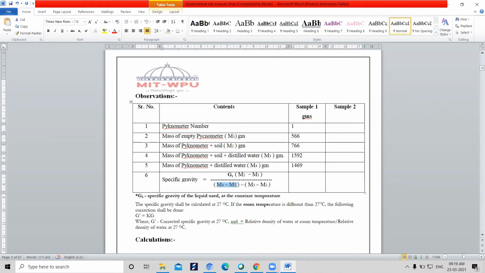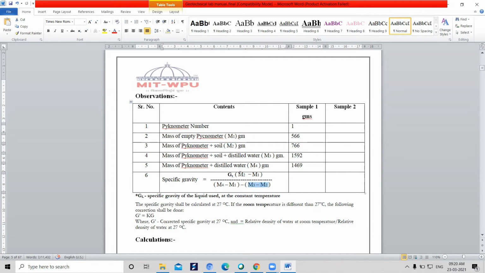What does M4 mean? M4 means the pycnometer where you have added water completely, right? Minus M1, right? M4 minus M1. Here M4 minus M1 means you got the weight of the distilled water. Right? Minus M3 minus M2. M3 is here, M2 is here. That means when you have saturated soil, how much will the weight be? That is the weight of the solids you will get with saturated. So we will be getting this one.